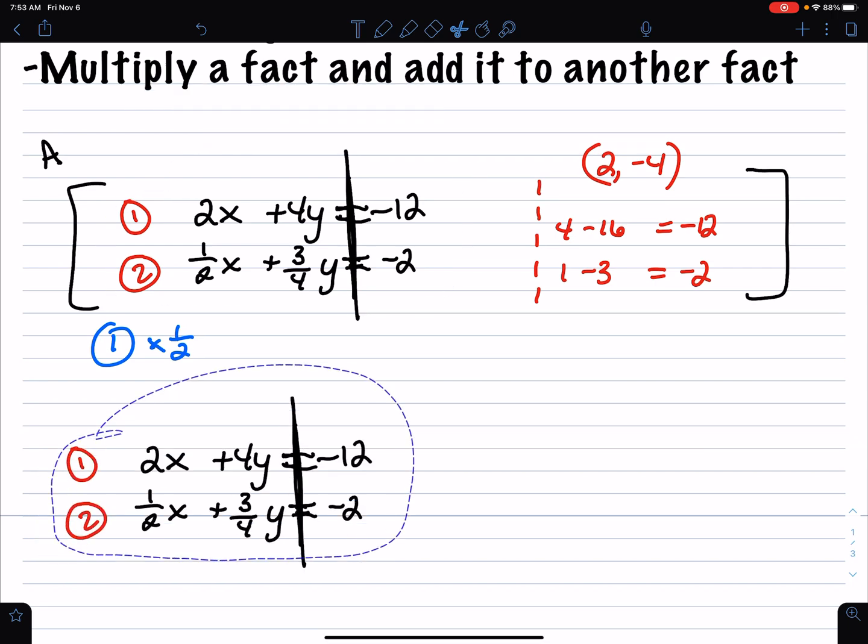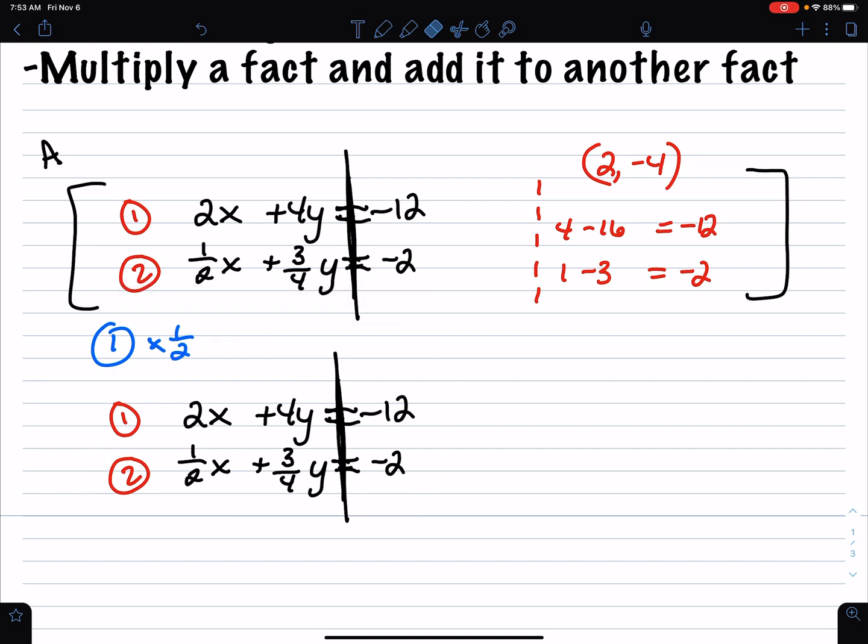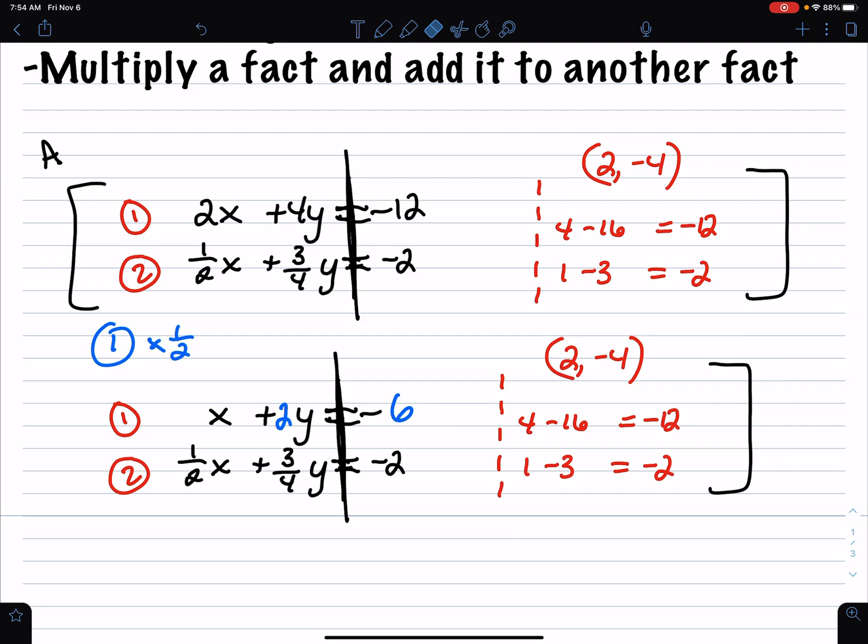So I'm still keeping two facts, but I'm changing the first one. I'm going to cut that in half because I'm multiplying it by 1/2. 4 is now going to turn into a 2, and then negative 12 would turn into negative 6. And then again, this is still the same facts, just written in a different way. But we have to change that first one, right, because we cut everything in half.